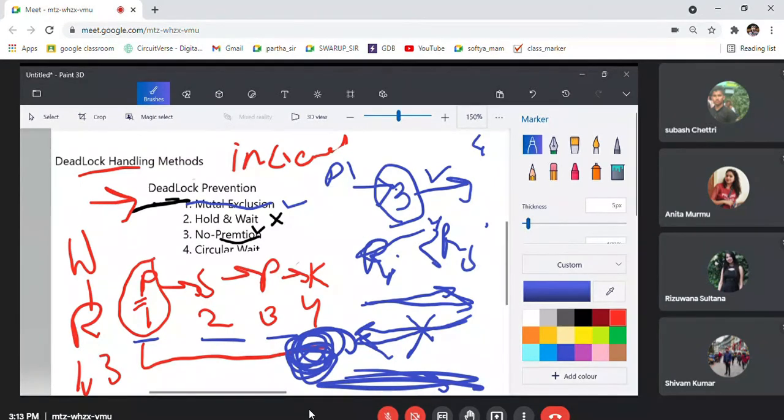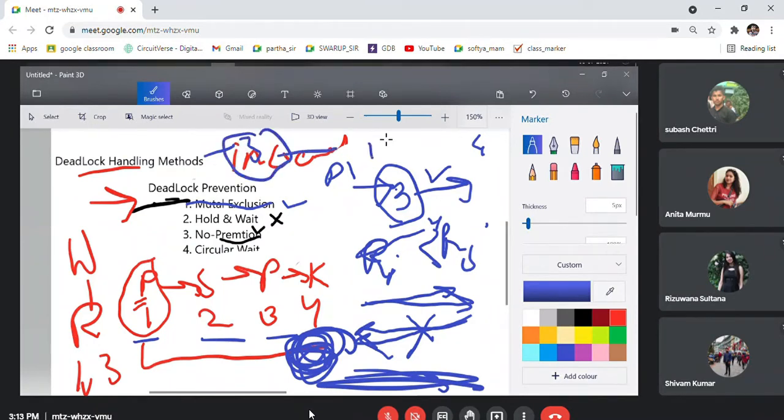Okay, so now we will go for another topic, deadlock avoidance. For deadlock handling methods, there are 3. Out of the 3, the first protocol provides a deadlock prevention mechanism. The other 2 were already discussed. The first one proposes deadlock prevention.